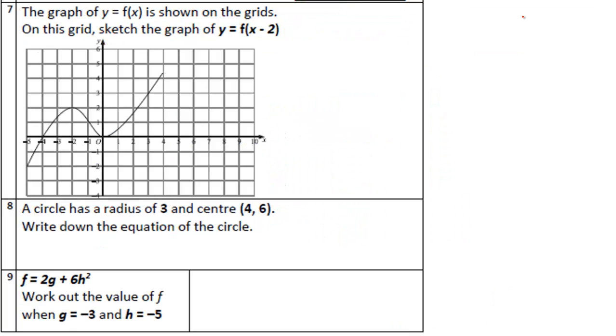Question 7. Okay, remember the last time I said you need to look at whether the number is inside or outside the bracket. In this case, it's inside the bracket, so I am going to move it, but I'm not going to move it up or down. It's going to move left or right if it's inside the bracket. And because it's minus 2, I'm not going to go leftwards in the minus direction as you might think. I'm going to go rightwards in the positive direction.